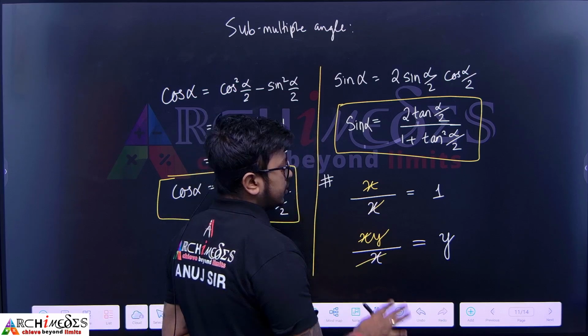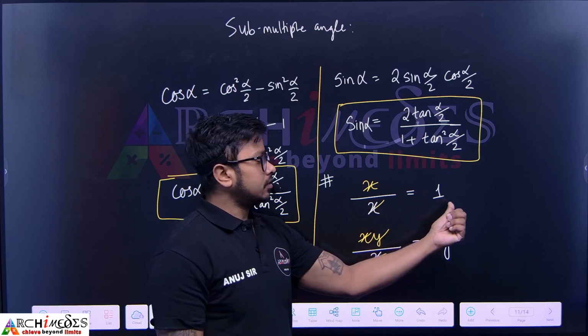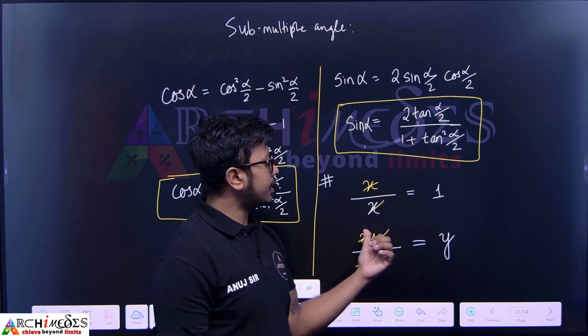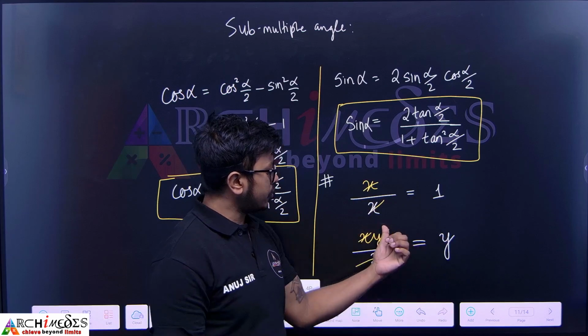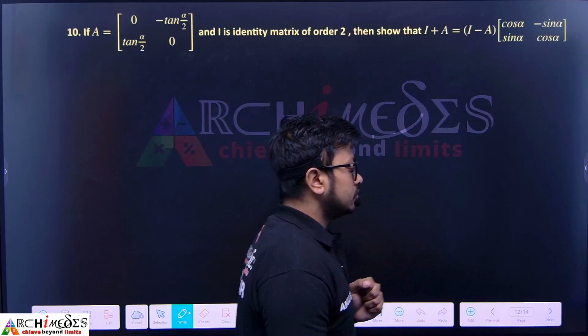Listen carefully. Because x is the denominator, if you want 1, I will put the numerator as x. Similarly, if you want y, the numerator should be xy. Why? Because the denominator x will cancel, and then it will give you y.